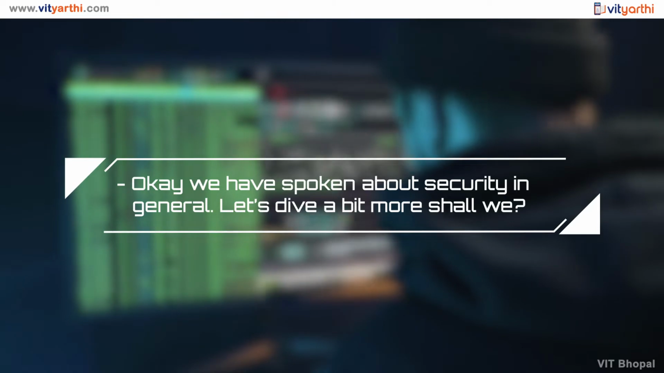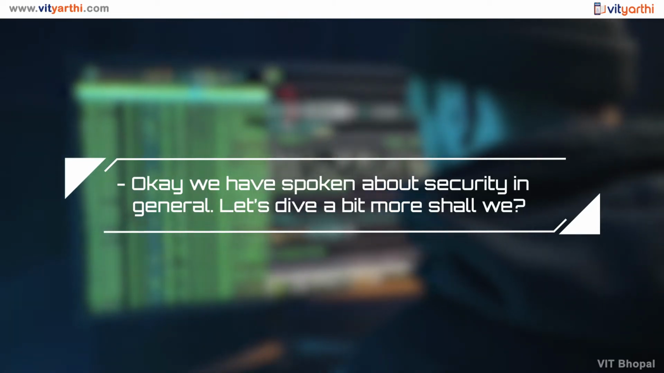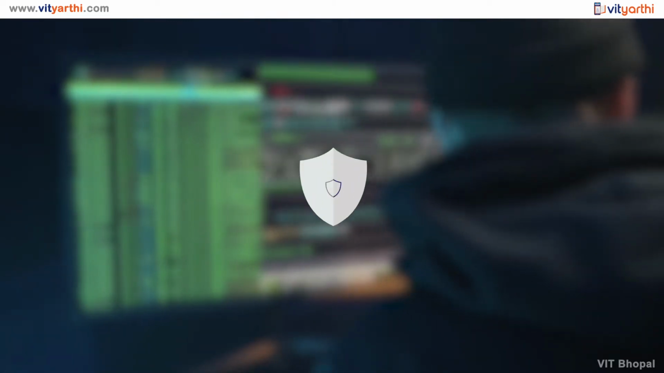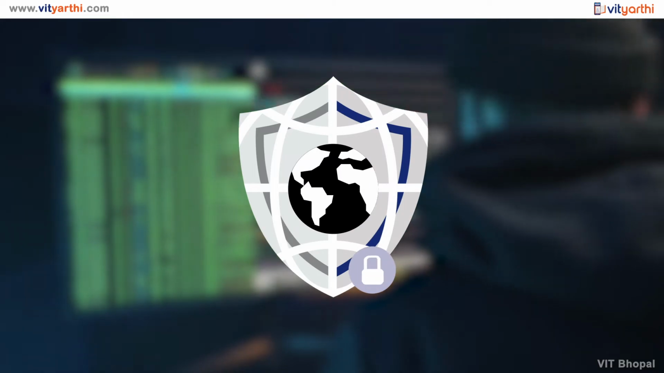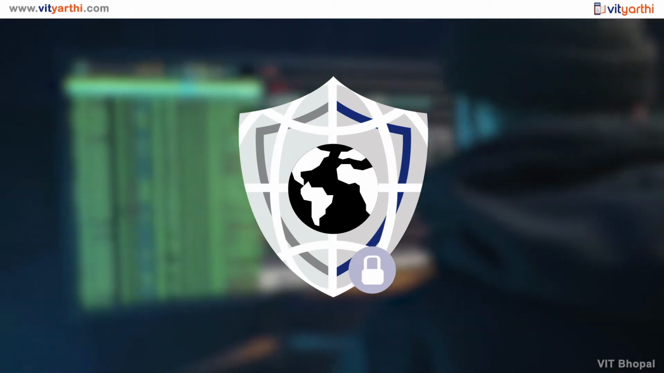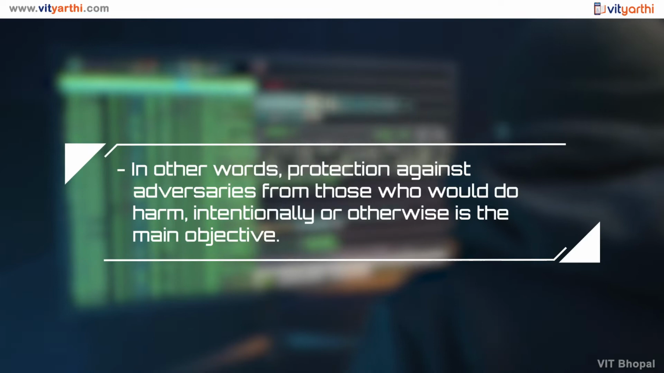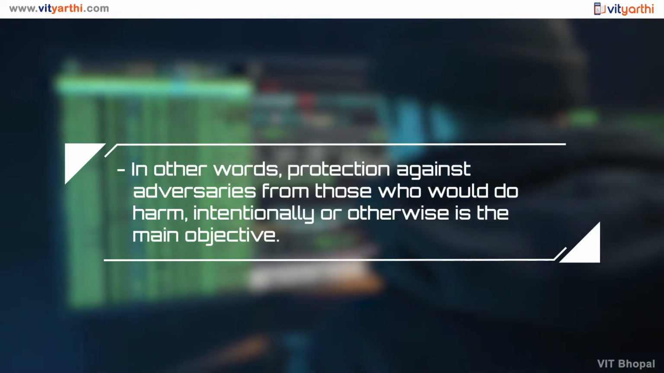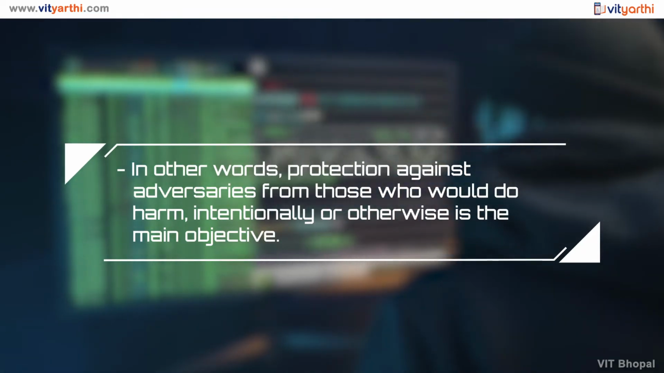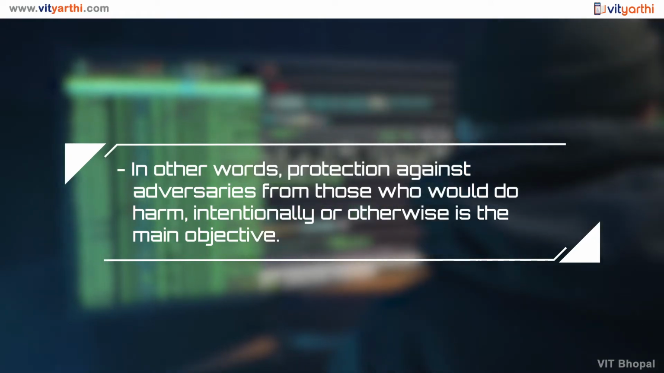Okay, we have spoken about security in general. Let's dive a bit more, shall we? In general, security is the quality or state of being secure, that is, to be free from danger. In other words, protection against adversaries, from those who would do harm intentionally or otherwise, is the main objective.